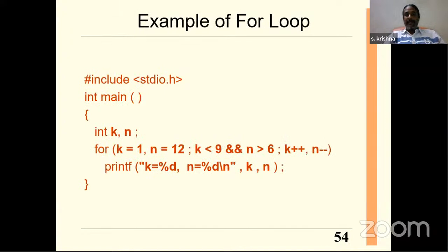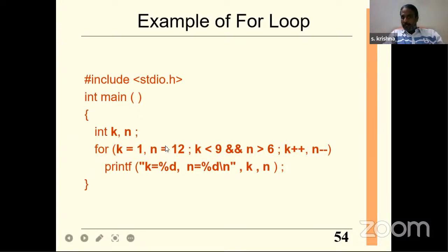So let's see the example of a for loop. Okay, hash include. So we are writing a program. Hash include stdio.h, int main. We are defining k and n. We have variables of integer type, which are k and n. Okay. So here, what exactly are we doing?